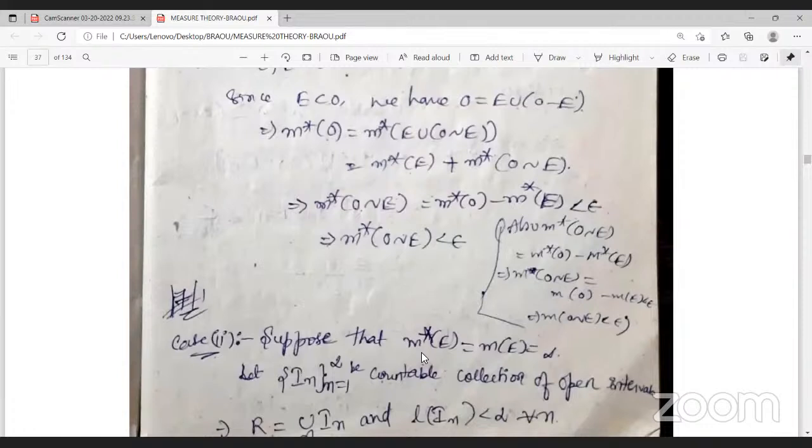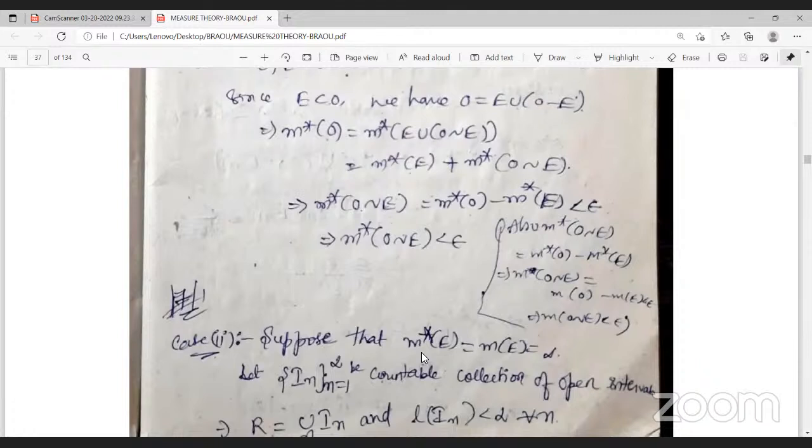M star of G minus E. Here the consideration is a different one. First, A to B means M star of E equal to, implies that E equal to, for the different cases. This is enough. M star of G minus E equals to M star of Gn minus En less than epsilon by 2 power n. What is the union equals to? G minus E equal to union of, see this on 29 pages.